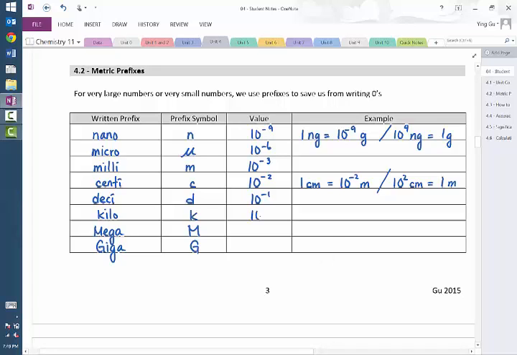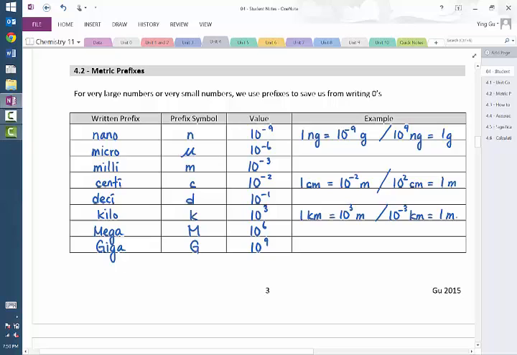Kilo, 10 to the 3. Mega, 10 to the 6. Giga, 10 to the 9th. So for kilo, let's say I'm going to use meters again for my example. 1 kilometer is equal to 10 to the power of 3 meters. Or we say that 10 to the negative 3 kilometers gives you 1 meter.